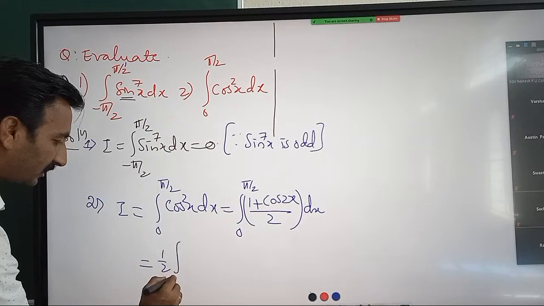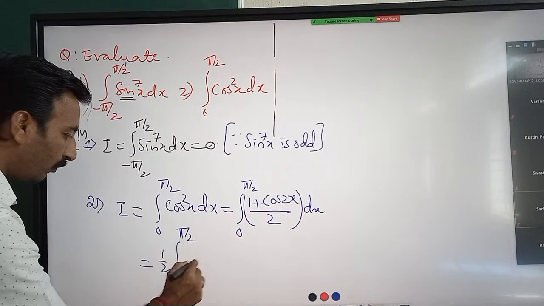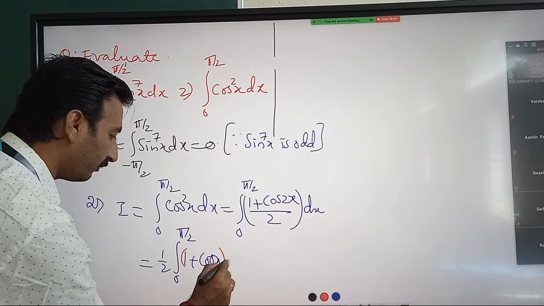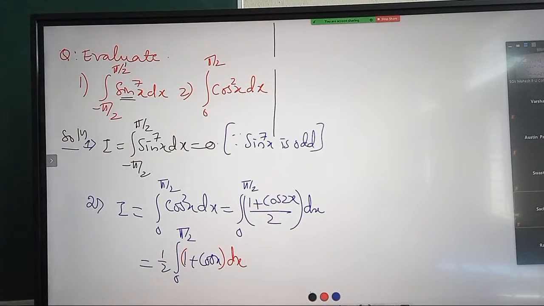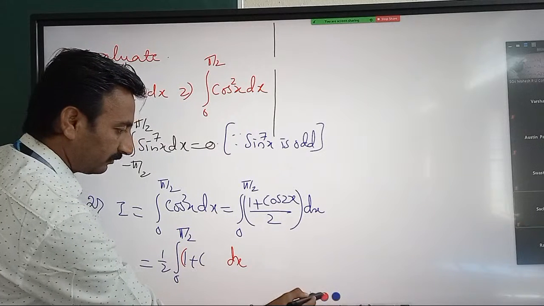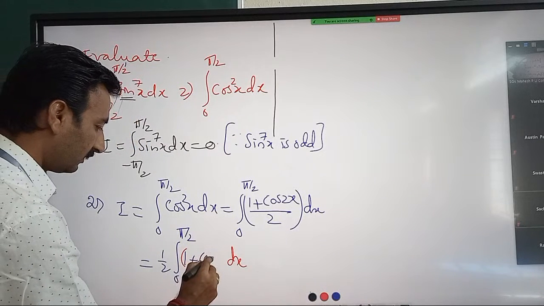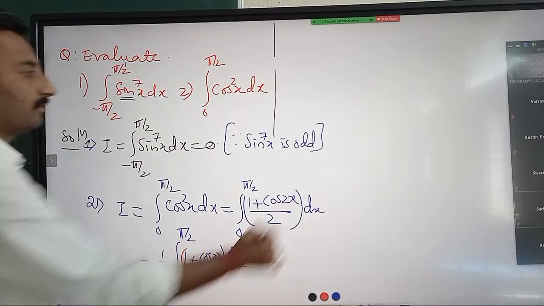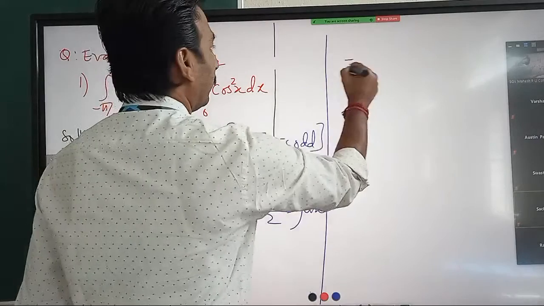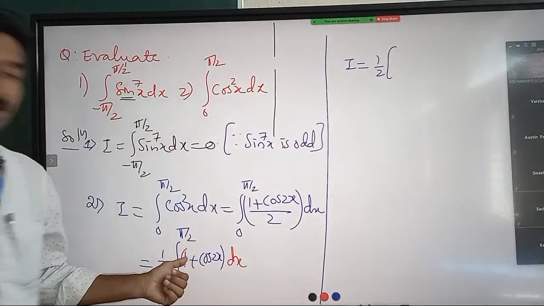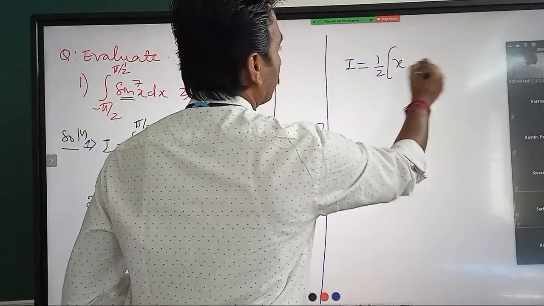1 by 2 I will take outside. Again you get 0 to pi by 2, 1 plus cos 2x, bracket complete, with respect to x. What is the integration of 1 now? I equals 1 by 2 in the bracket. Integration of 1 is x and integration of cos is sine.